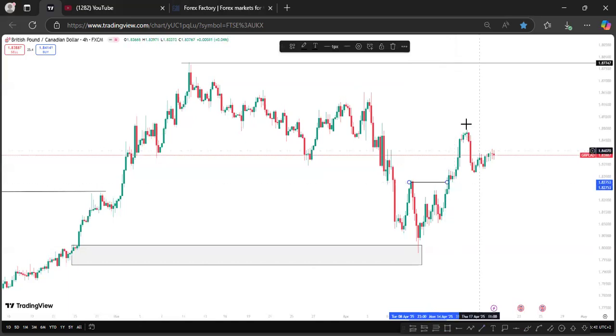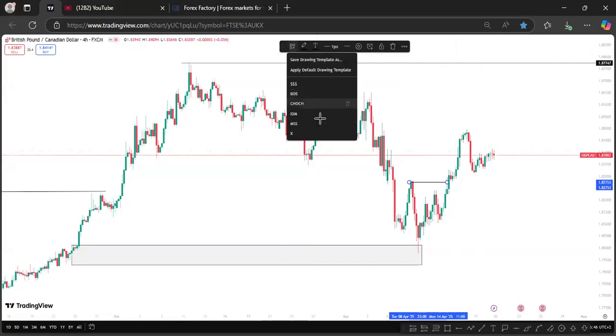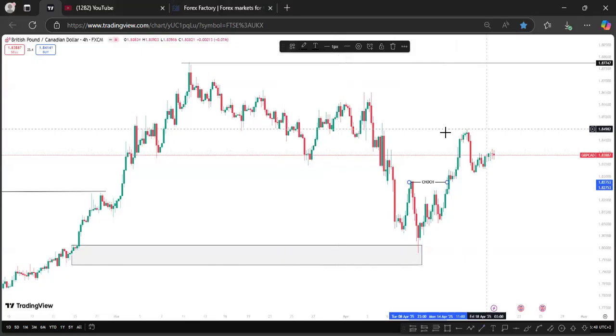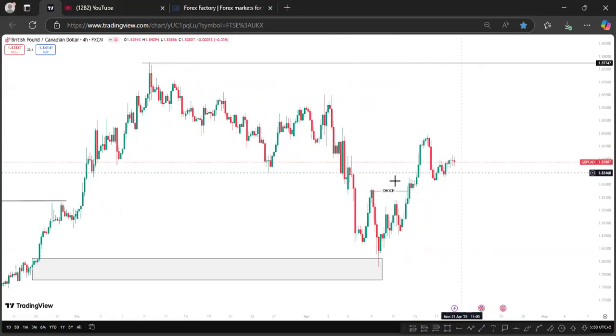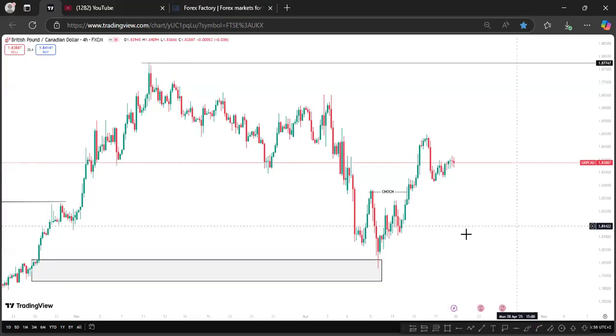Why? Because they can see that sellers have gotten into the market again. But the question now is, where are these sellers heading to? The sellers are trying to bring price back to the discount level of GBP card before they can continue with their buys to the upside. So where's the discount level?